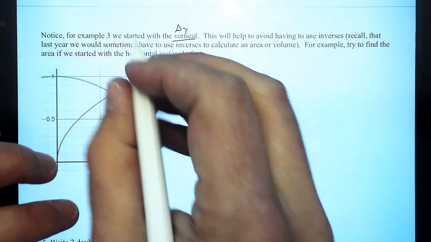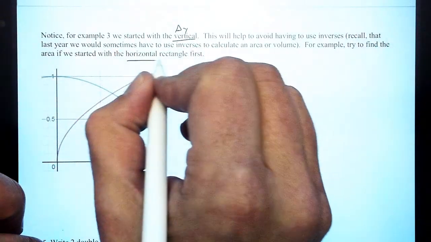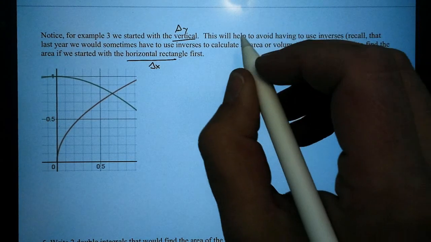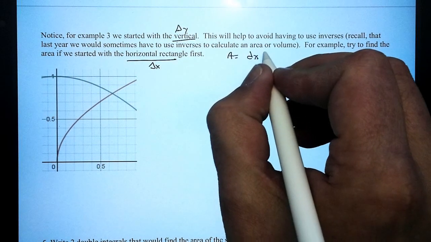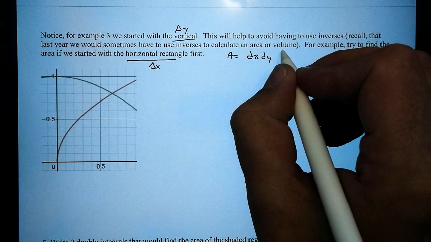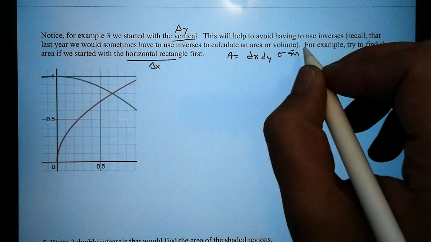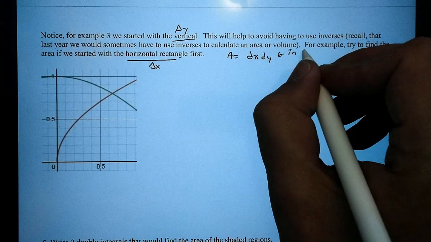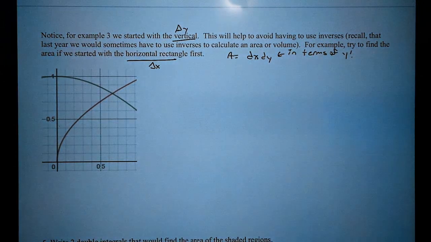And you're going to find out this is not so user-friendly. So this time we're going to start with a horizontal rectangle, or we're going to start with delta x. So my area now is going to be instead of dy dx, dx dy. Because of this, we have to be in terms of y. So we have to write our equation now in terms of y.